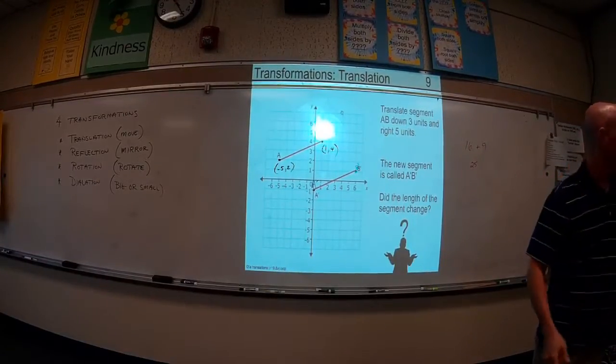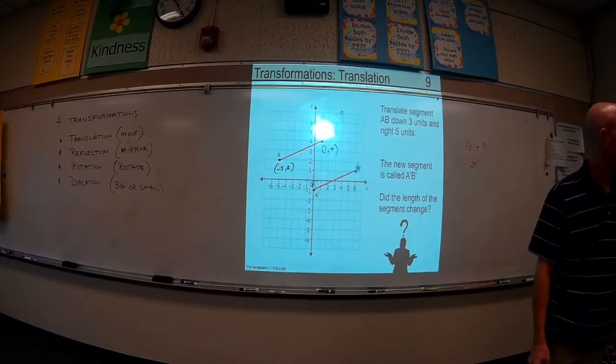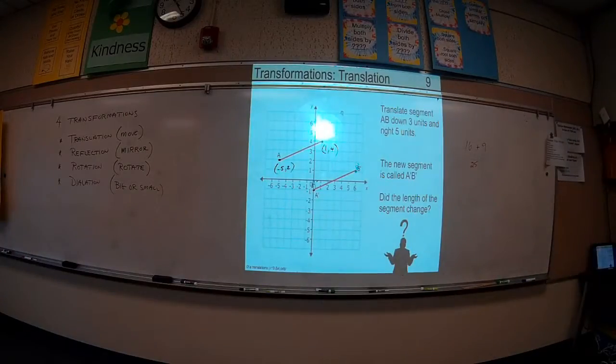I'm confused because every time I move it, I get a different answer than what we're getting. Okay, let's see. So if I move it down 3 and right 5, 1, 2, 3, put your finger there. Put your pencil there. I want to point it down so you can see it. Go down through. Go over 5.